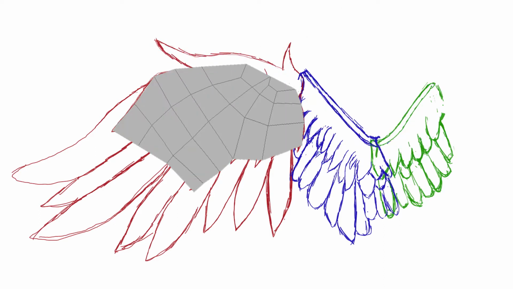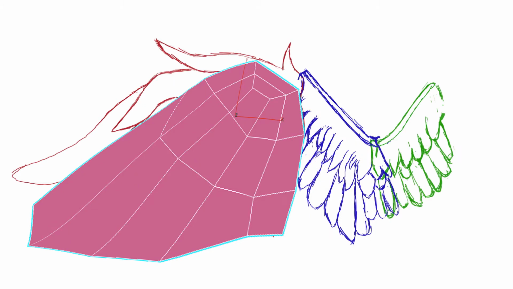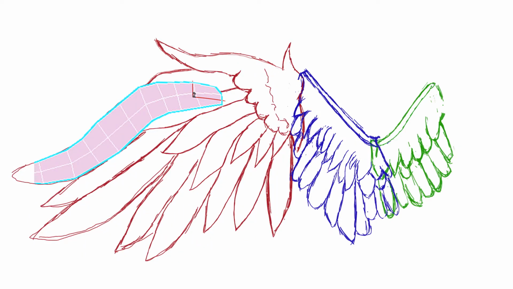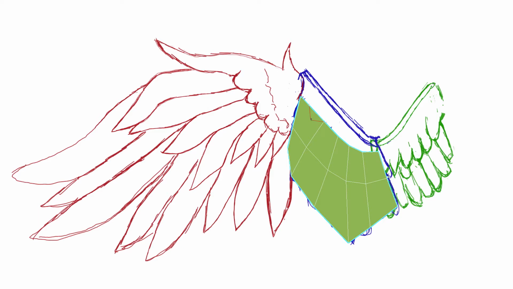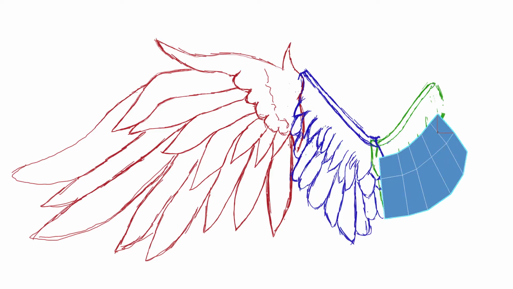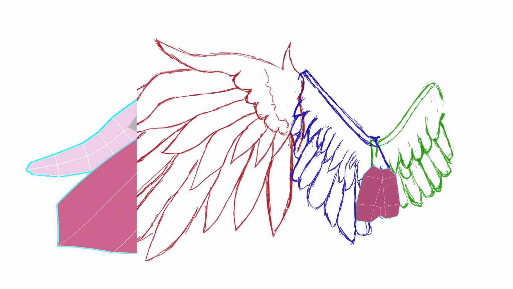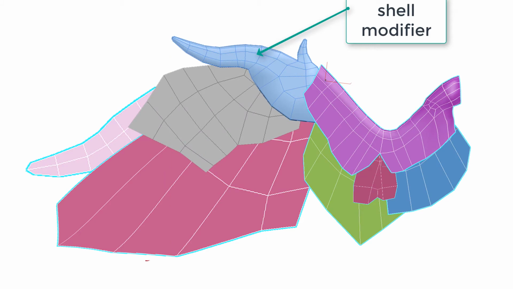Next, I'll model all required pieces. As you can see, all the pieces are made from simple planes. Only one piece is thicker than the others. It's the top piece. I applied a shell modifier.